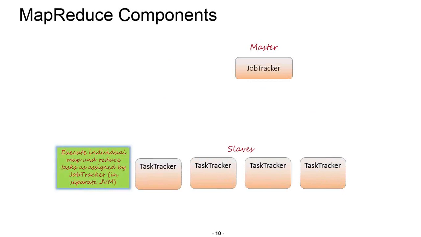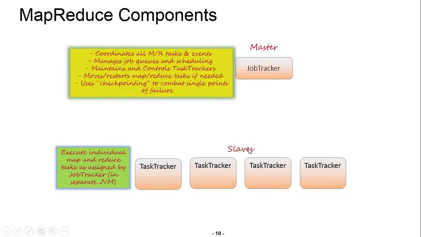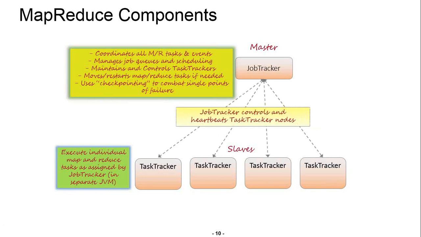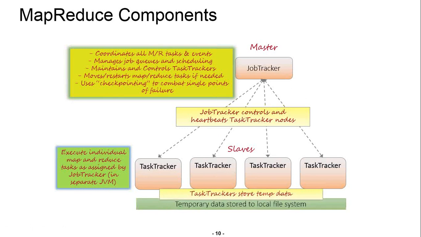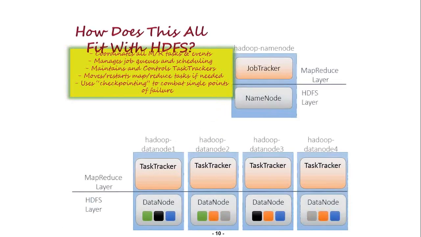Before I go to the word count example, the primary components of MapReduce are a job tracker and task trackers. A job tracker is like a master and task trackers are like slaves. This is similar to HDFS, where you have the name node and data nodes. The job tracker keeps track of task trackers, and these task trackers are responsible for running the tasks on the local file system on the data. So this is how it looks on the HDFS layer and the MapReduce layer. HDFS is for storage and MapReduce is for processing.